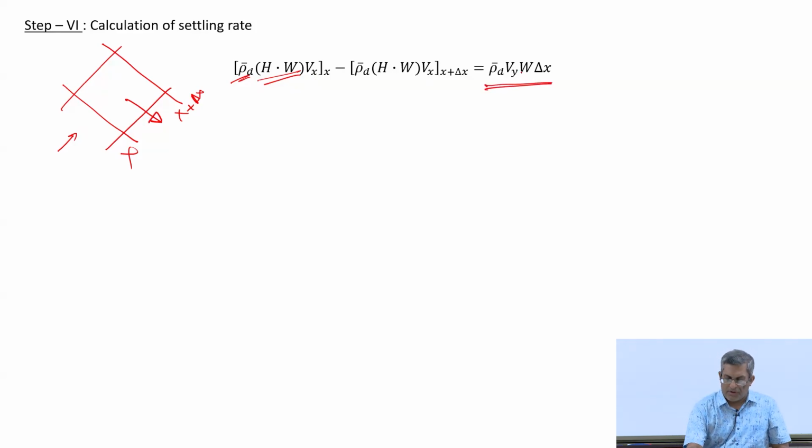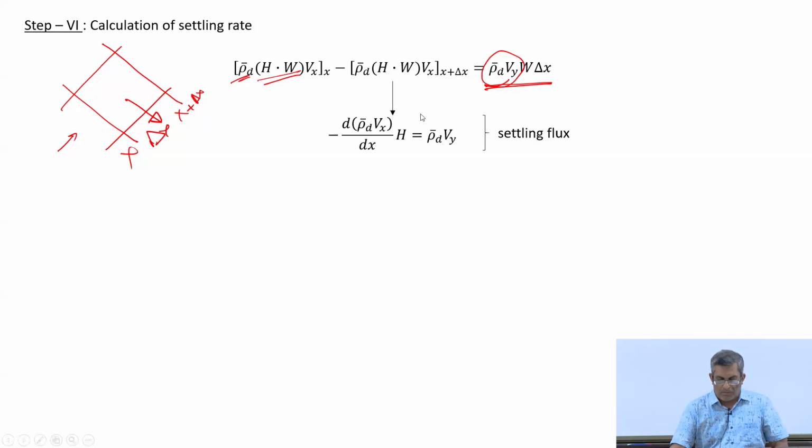That is the flux of the particles in y direction times the area. So if this is delta x, then this area is W times delta x. So if we simplify this, we get this expression, and this is nothing but the settling flux. What is settling flux? The mass of particles which are settling per unit area per unit time.